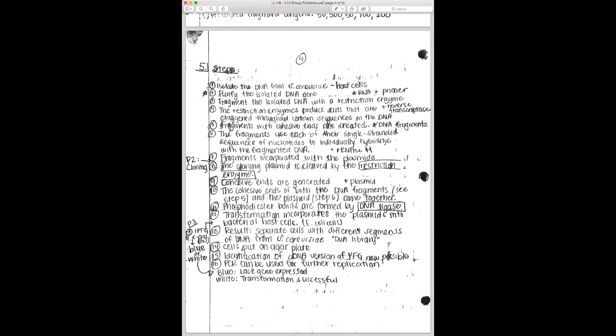Let's see here, make sure I'm on the right step. Make sure I say this right. Okay. So that was to generate the cDNA.